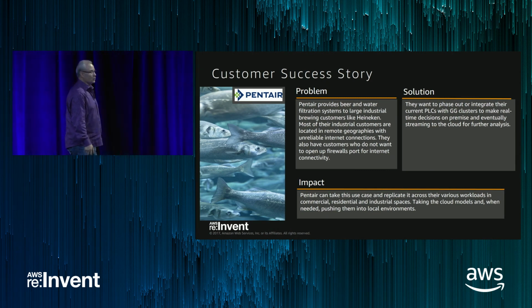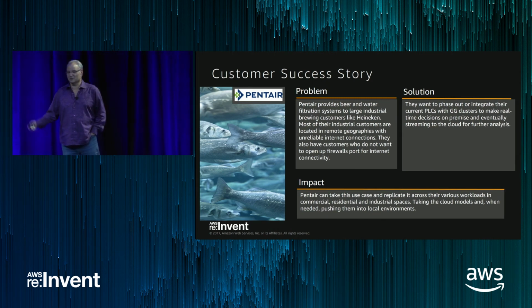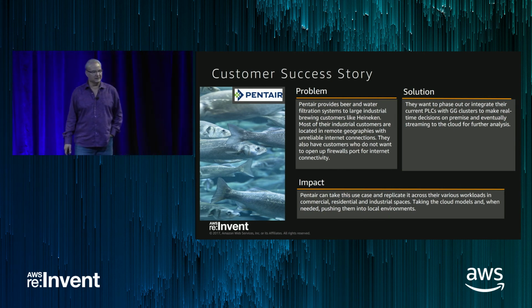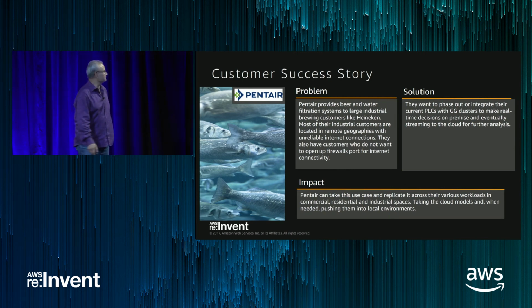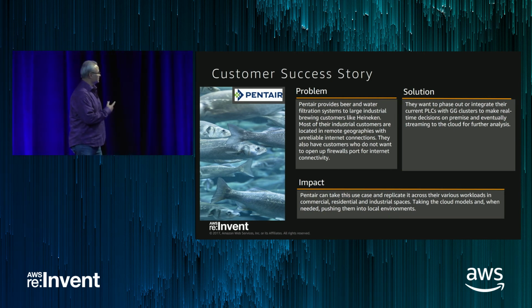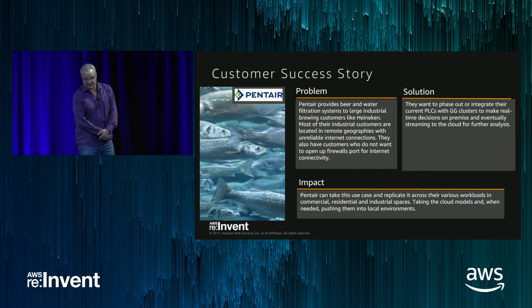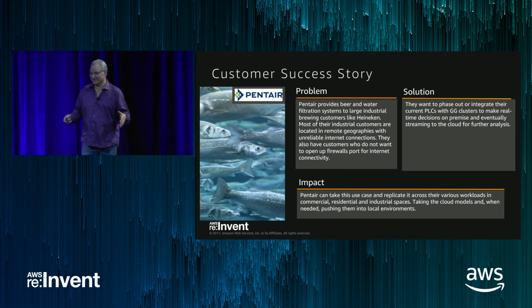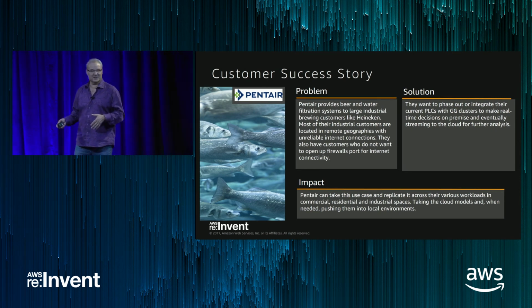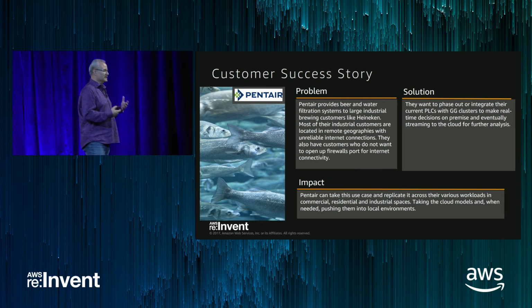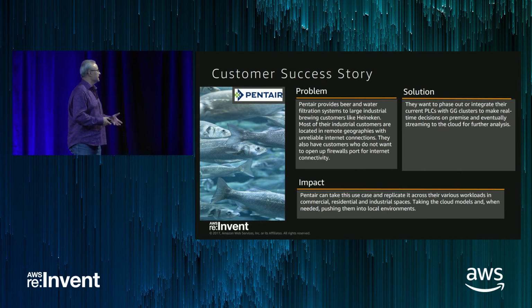Water quality. I think most of us are concerned about water quality. Our folks at Frontier, Bright Wolf had worked with the folks at Pentier for water filtration systems. You have to make sure you have really good water for the beer, but the fish are also happy with it as well. And using local edge processing, make certain decisions moving forward.